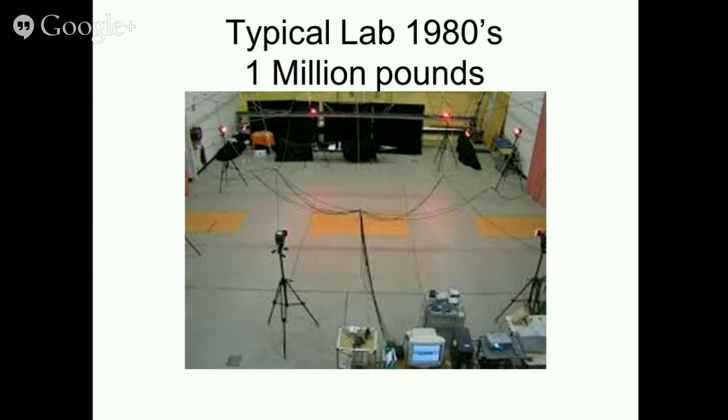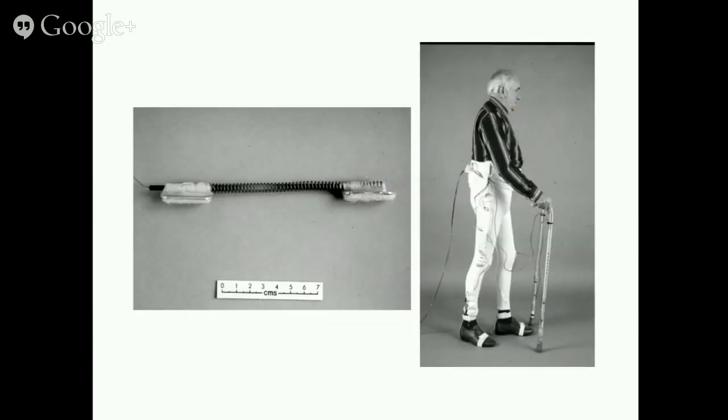So we used a flexible electrical goniometer, which you can see in this picture, we used 4 of these mounted over the knees and hips.